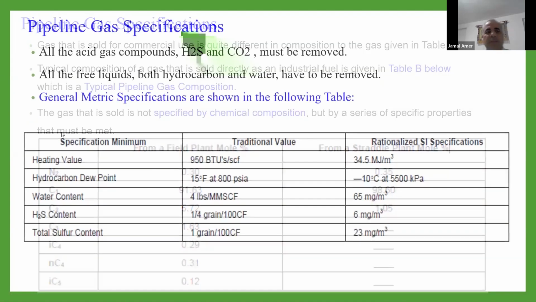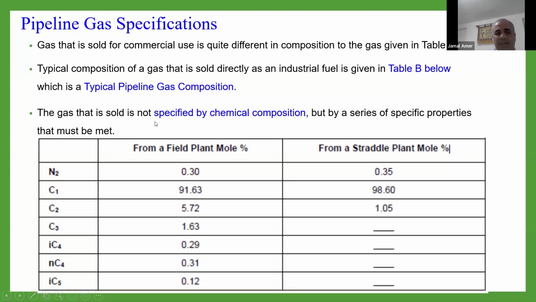Here, one point also: this gas which is sold is not specified by chemical composition, but by a series of specific properties that must be met after treatment. And these conditions are set by the client who wants to buy our gas. So he has to get his gas with certain conditions, and we have to achieve these conditions in our gas treatment facility.